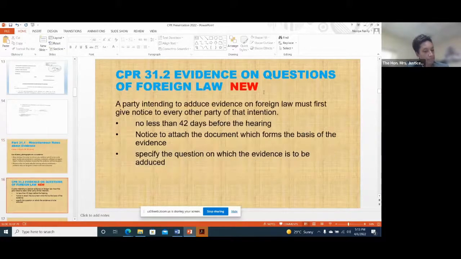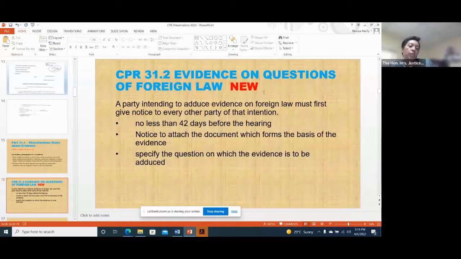Next slide, please. Evidence on questions of foreign law. This rule sets out the procedure which must be followed by a party who intends to adduce evidence on a question of foreign law. They would need to give every party notice of that intention, and the time frame is not less than 42 days before the hearing. And the notice will attach the document which forms the basis for the evidence, and specify the question on which the evidence is to be adduced.